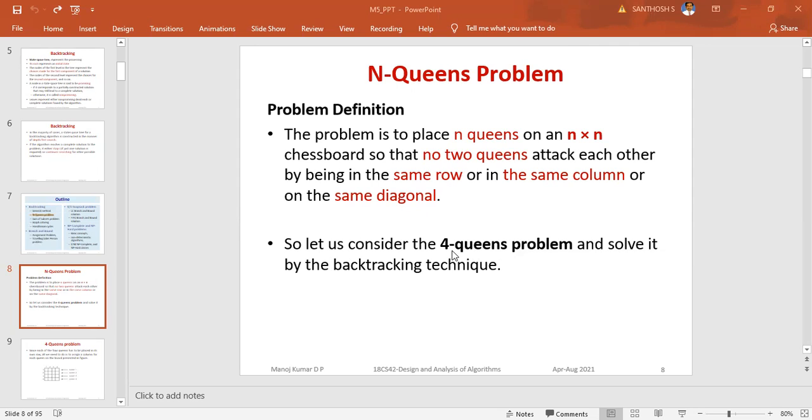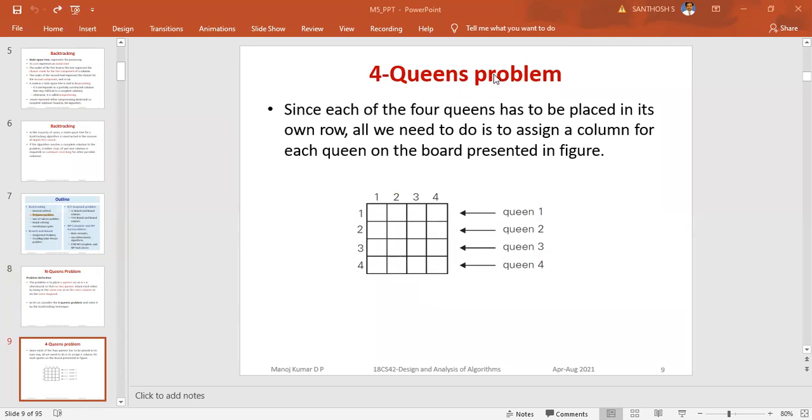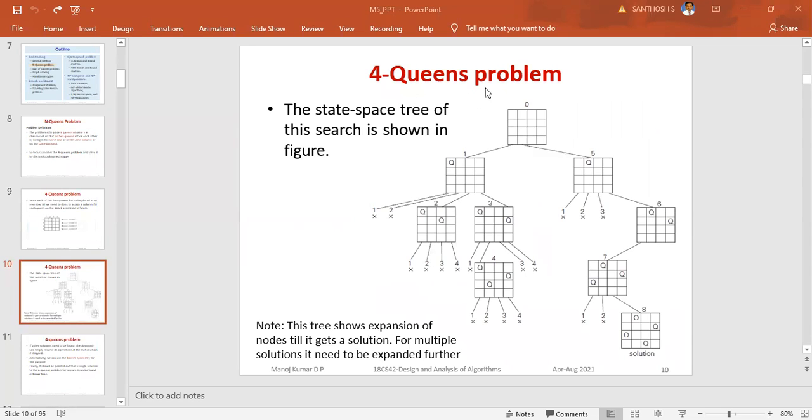So let us consider the 4 queens problem and solve it by using the backtracking technique. Since each of the 4 queens has to be placed in its own row, all we need to do is to assign a column for each queen on the board. So queen 1, row 1, queen 2, row 2, queen 3, row 3, queen 4, row 4. But the thing is, they should not be in the same row, they should not be in the same column, and they should not be on the diagonal. That is the condition. So for the 4 queens problem, initially it will be like this.